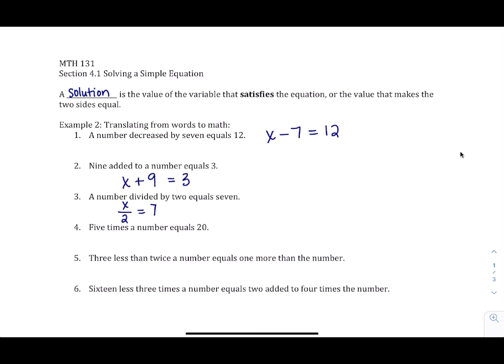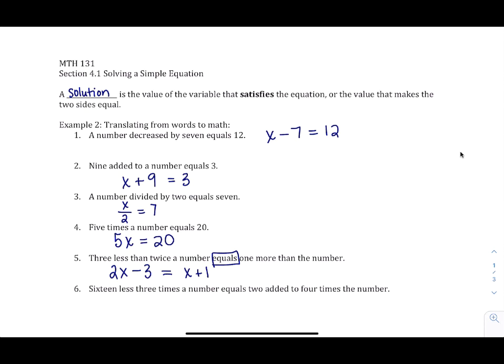5 times a number would be written as 5x equals 20. 5 has a few things in it. 3 less than twice a number equals, so we're going to stop at the equals, 3 less than twice a number. Well, that implies that we have twice a number, or 2x, and we're going to subtract 3 because it will be 3 less than. That means the subtraction comes next. Then we equal, and on the other side, 1 more than the number. Well, 1 more implies that you are adding 1.